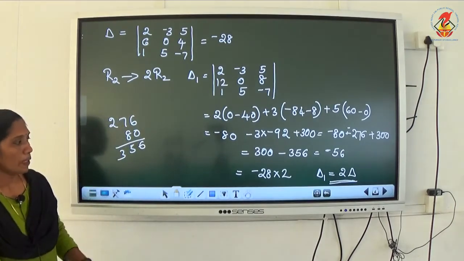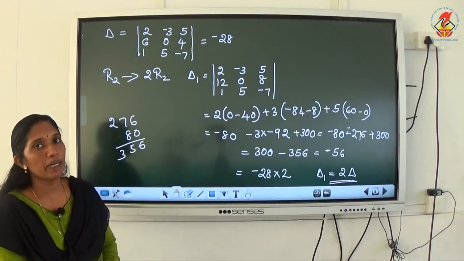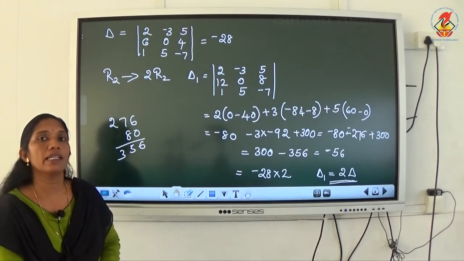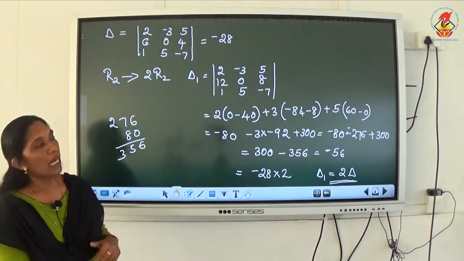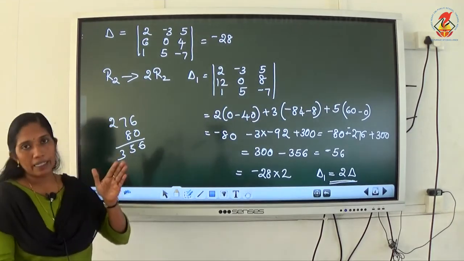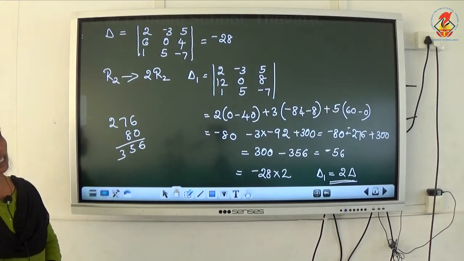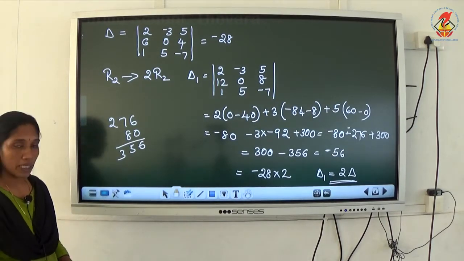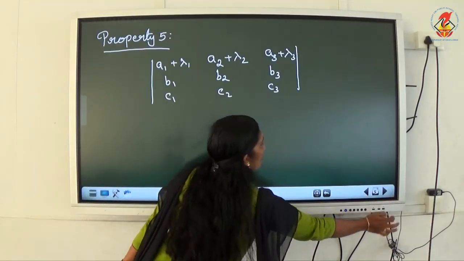So the property is, if each element of a row or a column is multiplied by a constant k, then the value of the determinant gets multiplied by k. And by this property we can take out any common factor from any one row or a column. This property is very, very important. Now the next property.